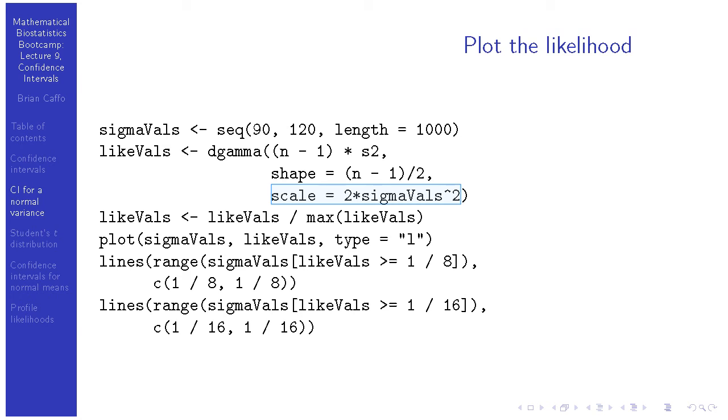I want to normalize my likelihood, and I'll mostly approximately do that by taking this vector and dividing by its maximum value. And then I'll plot it. Type equals "l" means plot it as a line instead of as a bunch of points.